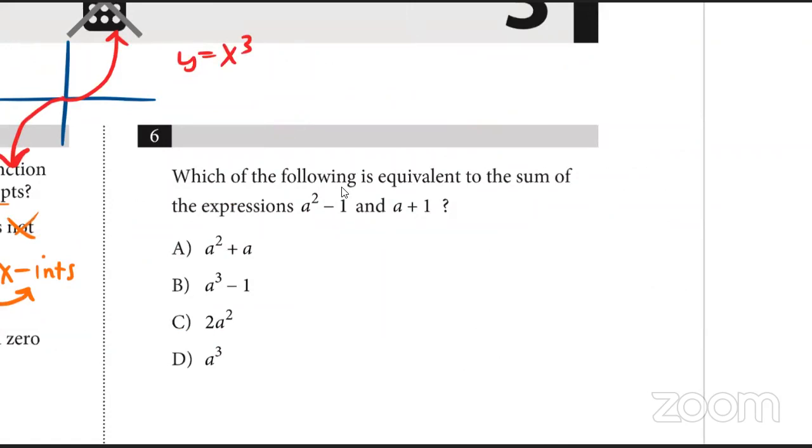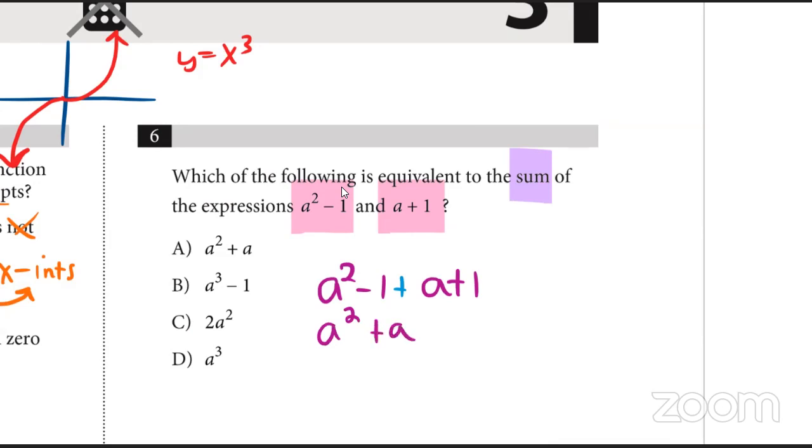Number 6 here is asking us for the sum of these two expressions. So a squared minus 1, a plus 1, and we're adding them together. When you're combining like terms, you can only combine numbers that are combinable. So the a squared and the a, then we have 1 and negative 1, which cancel each other out. When we add them up, we just get 0. So really, this is a squared plus a plus 0, which is the same as choice A here.